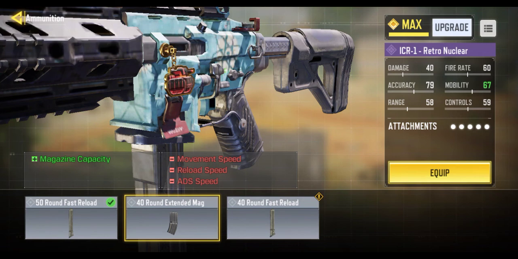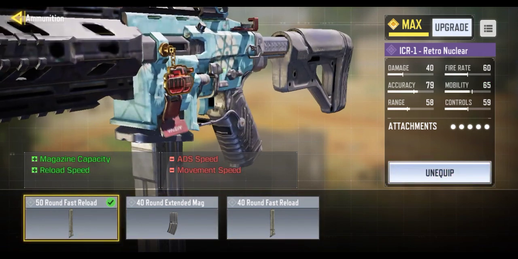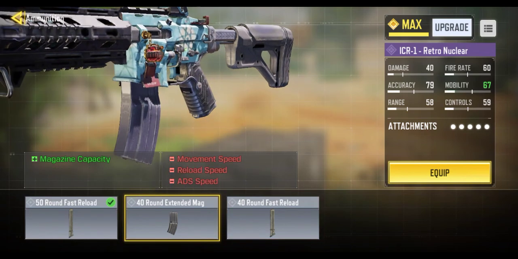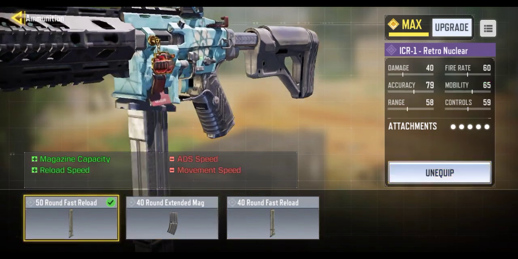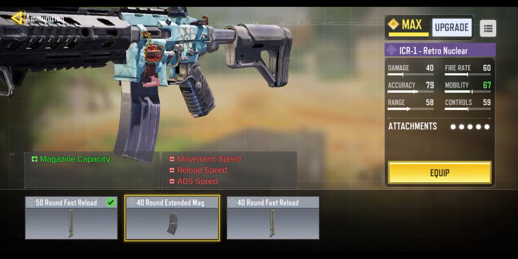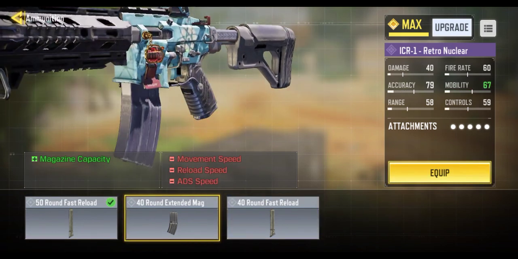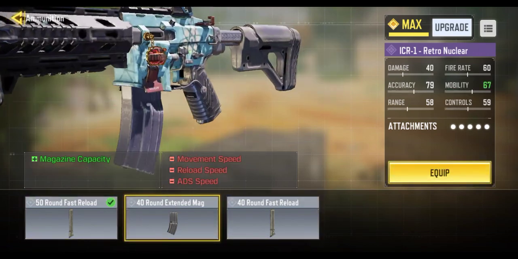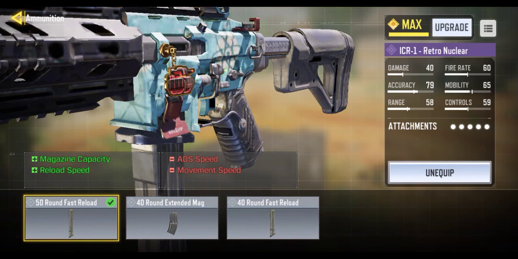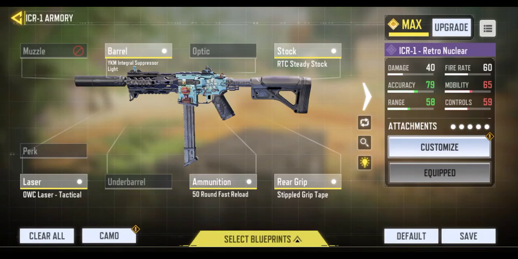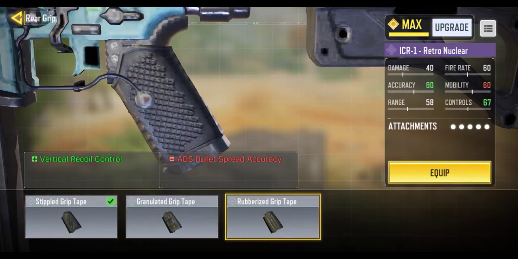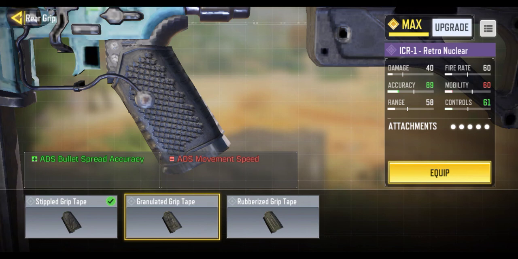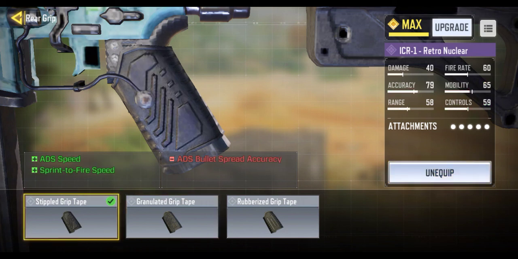Now this. Both are the same, but we need movement speed. Means ADS speed reduces only. Oh no, sorry, reload speed. So I recommended these two. Both have the same disadvantages in three mags. I refer to this because it carries 50 bullets. So use this. And rear grip obviously this, not this and this, because it increases accuracy. I prefer this also, but I use it because I need so much ADS.